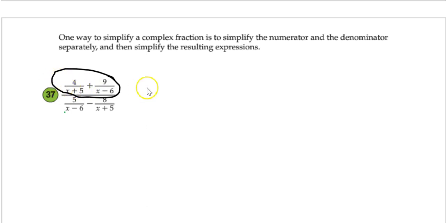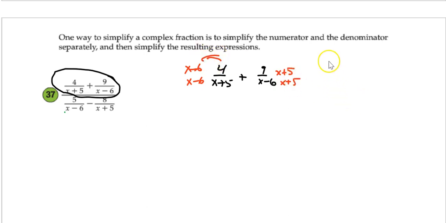What's this missing? I'll just rewrite it right here so we can see it. One way to do this is the old-fashioned way. Just take it one step at a time. Figure out the top first. What's the common denominator? Well, what's this missing? x minus 6. And what's that missing? x plus 5.